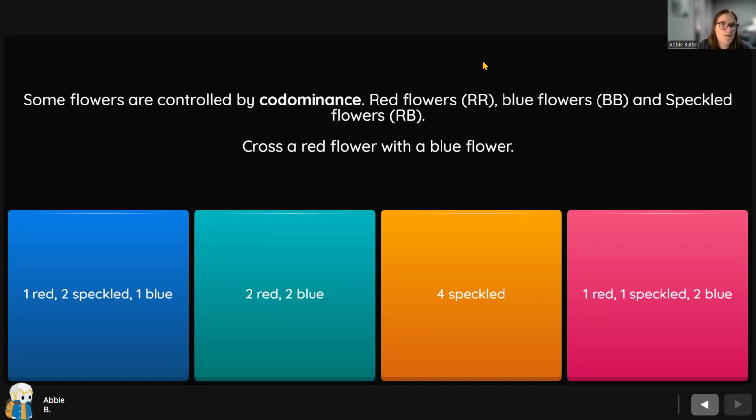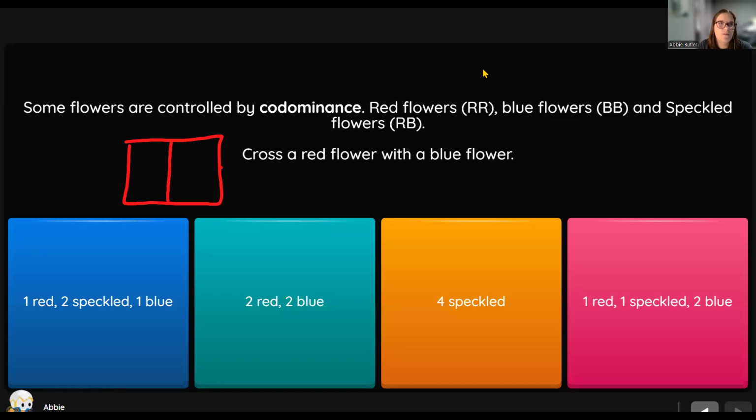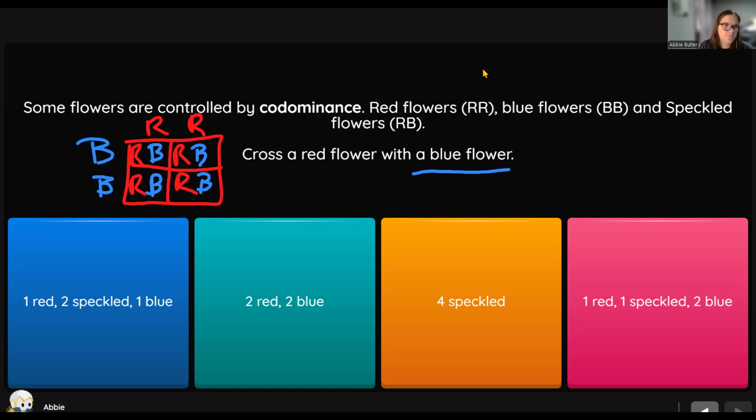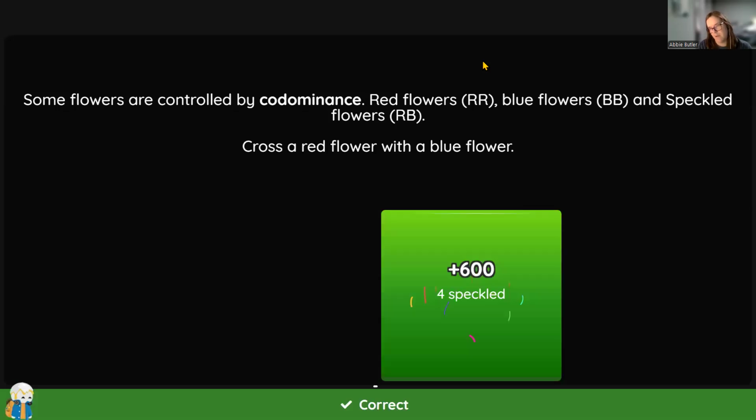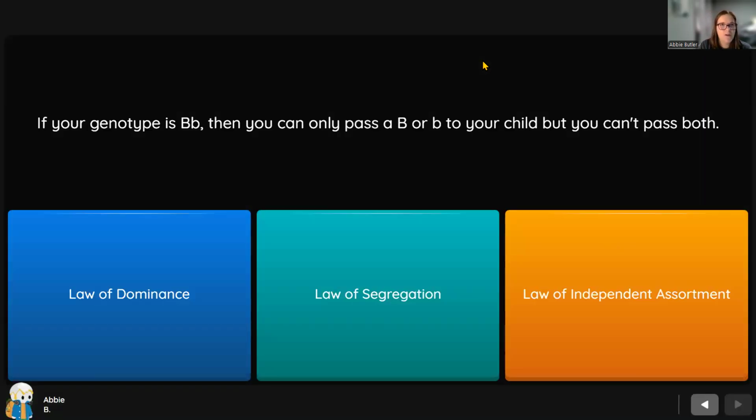I'll help you set this one up. Make your square. So red, put RR. And it says it's crossed with a blue flower. So here, blue flower, BB. Carry those across. R down. What are our results? So they're all going to be speckled, 100%. The heterozygous combination for you.